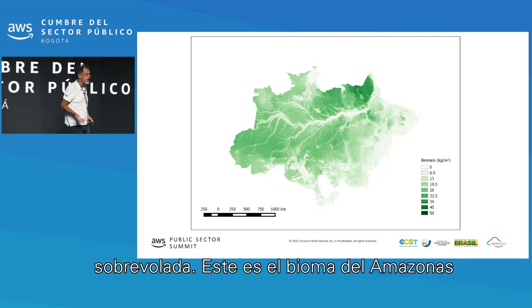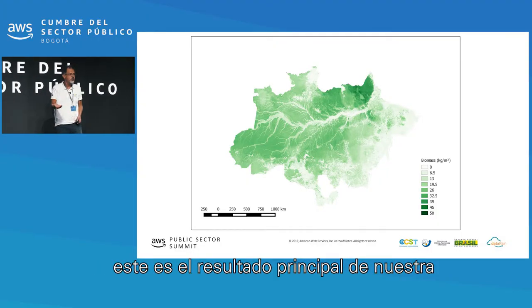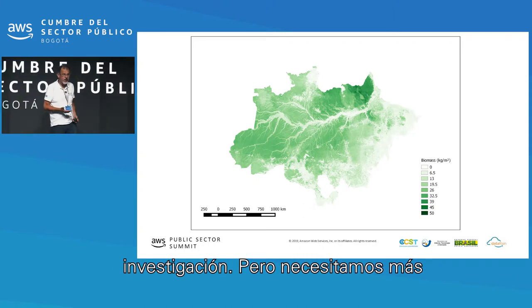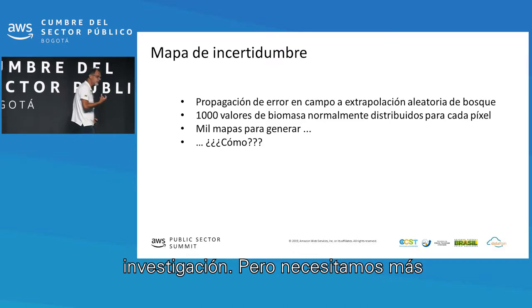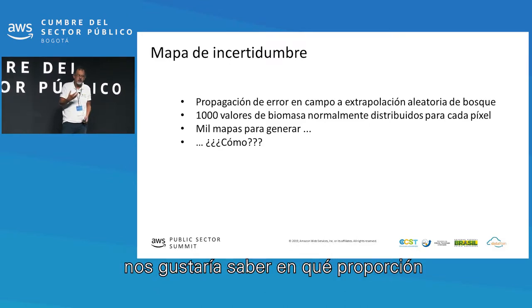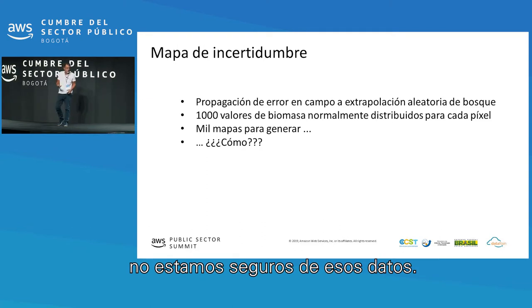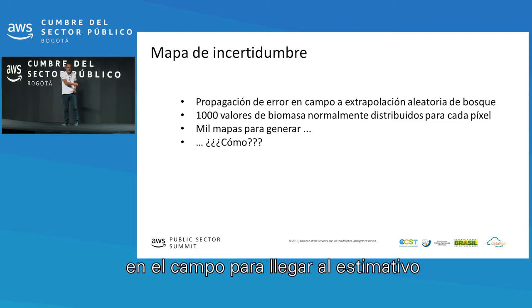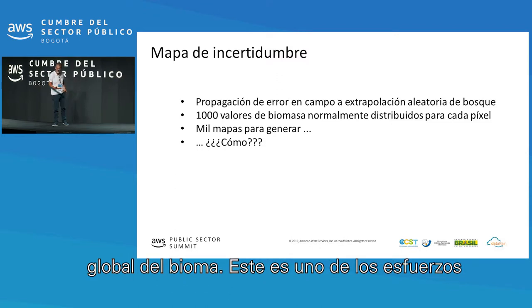This is the biomass map of the Amazon. This is the main result of our research. But we need more. We would like to know how uncertain we are about the values, okay? And so we would like to propagate the error from the field measurement until the whole estimate of the biomass.